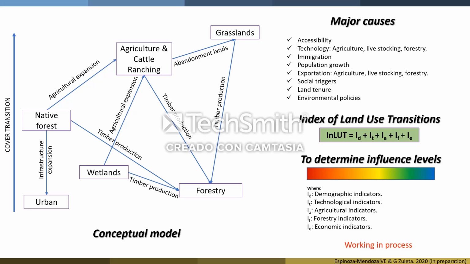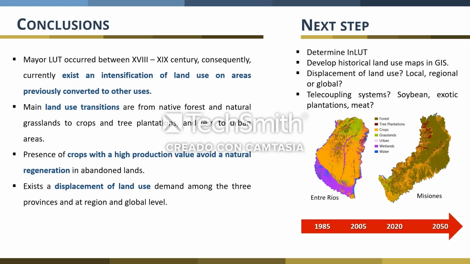Finally, the last slide, some conclusions. We consider that there exists an intensification of land use on areas previously converted to other uses, especially between the 18th and 19th century. The main land use transitions are from native forests and natural grassland to crops such as soybean and tree plantations such as pinus and eucalyptus. The presence of crops with a high production value, again, the soybean crops. And we consider that there exists a displacement of land use between the 3 provinces at a region and global level.